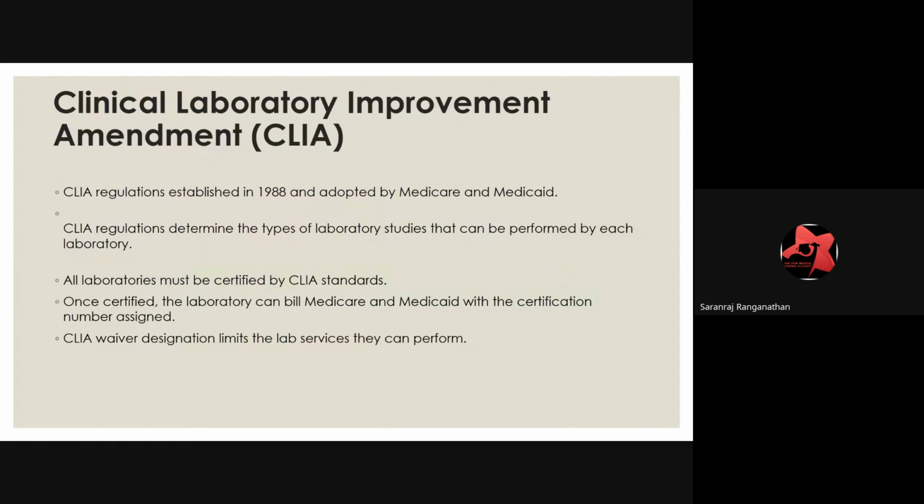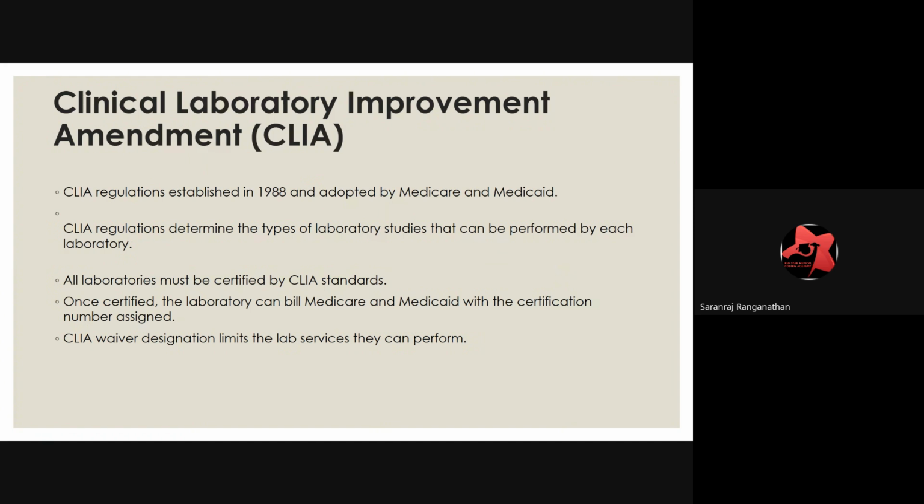Okay. Then Clinical Laboratory Improvement Amendments, which means CLIA. CLIA regulations were established in 1988 and adopted by Medicare and Medicaid. Then CLIA regulation determines the type of laboratory studies that can be performed by each laboratory. Then all laboratories must be certified by the CLIA standards, which means, for example, before doing a test we have to maintain standardized policies, like we have to wash our hands, we have to maintain sterile equipment. Some policies are there, right? That is derived by CLIA only.